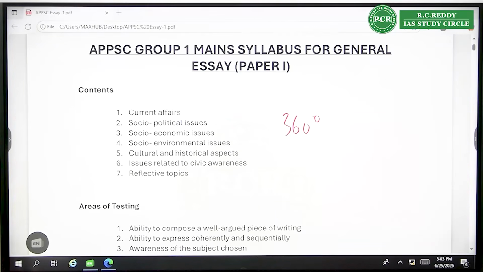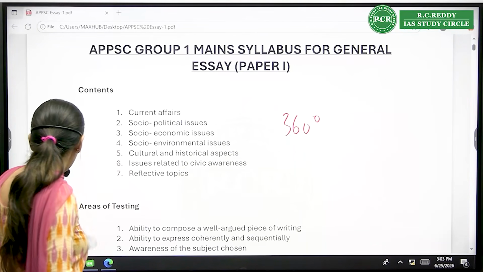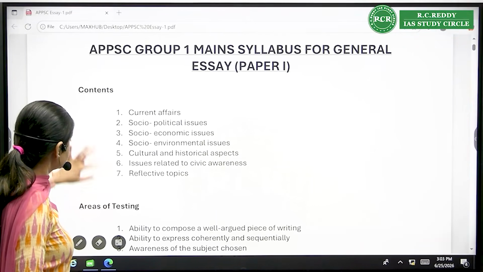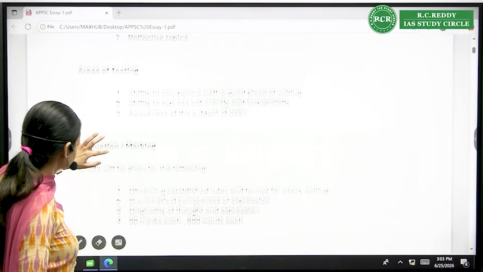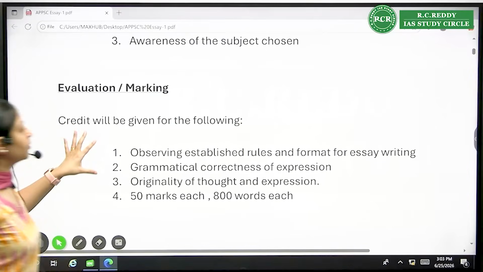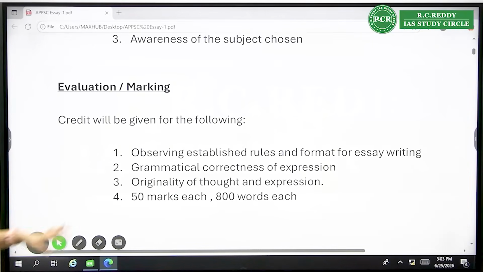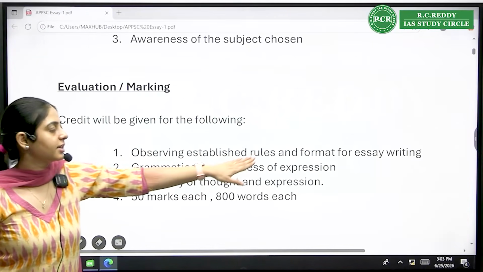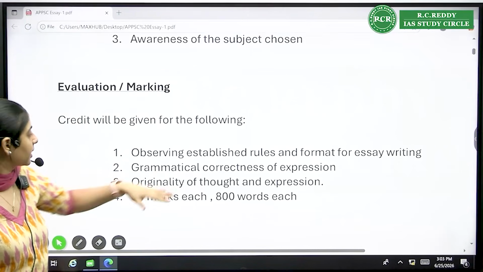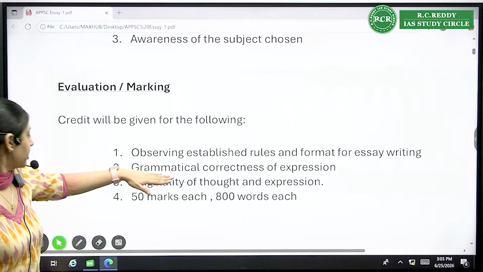Right? Now next, after the areas of testing, they have also given points about evaluation and marking. Here, credit or marks will be given for observing established rules and format for essay writing. They have already told you the format, what they are expecting. Then this is very important.